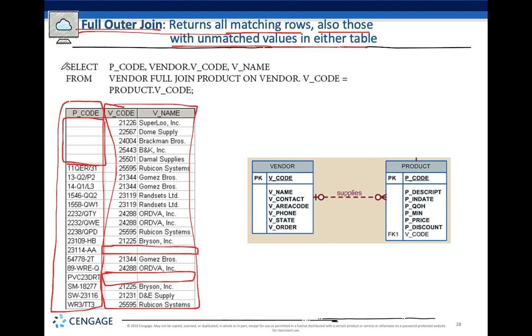So let's go over the syntax. Select pcode, vendor.vcode, vname from vendor full join product on vendor.vcode equals product.vcode. So that's the full outer join.